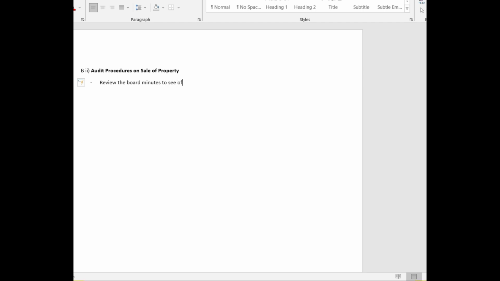to see if the property sale has been formally approved by the company board. Right, you see how we have drafted a point.